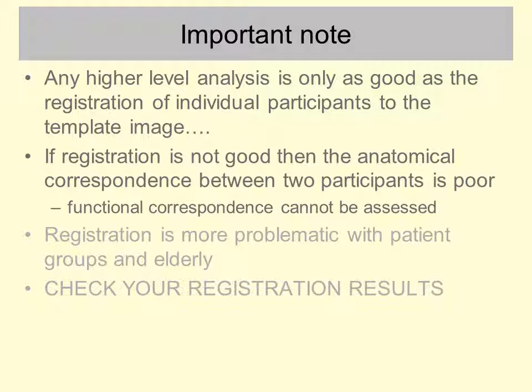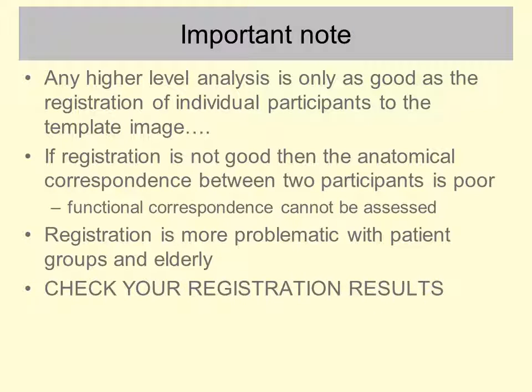If registration is not good, the anatomical correspondence between two participants is poor, and you can't really meaningfully then assess the functional correspondence between those participants. Now note that registration algorithms tend to go wrong more often when participant brains are more different from the sort of template. So if the patient groups are elderly, they go wrong more often. You need to repeat the registration with slightly different parameters usually when it goes wrong until it produces a solution that at least visually makes sense.